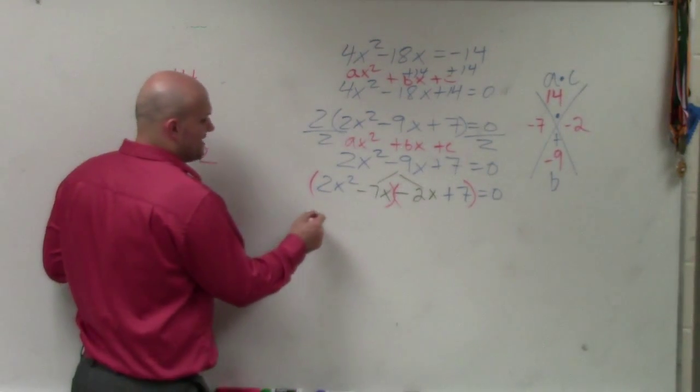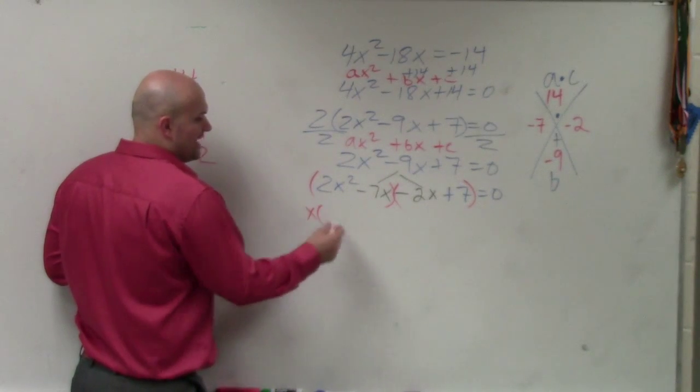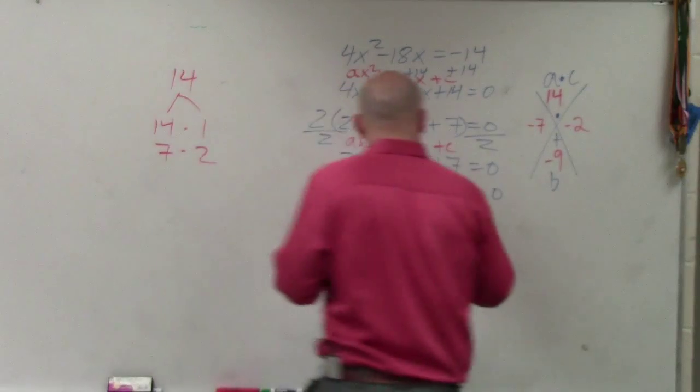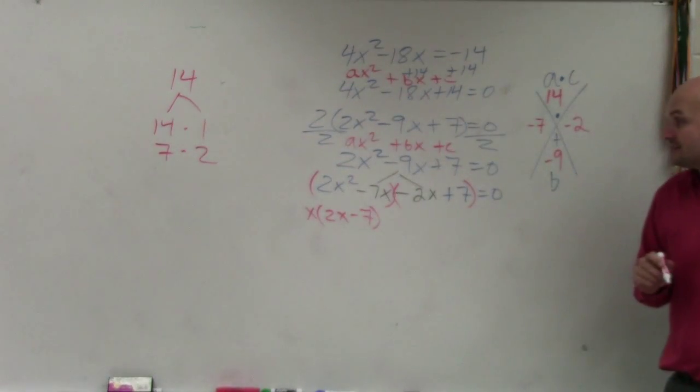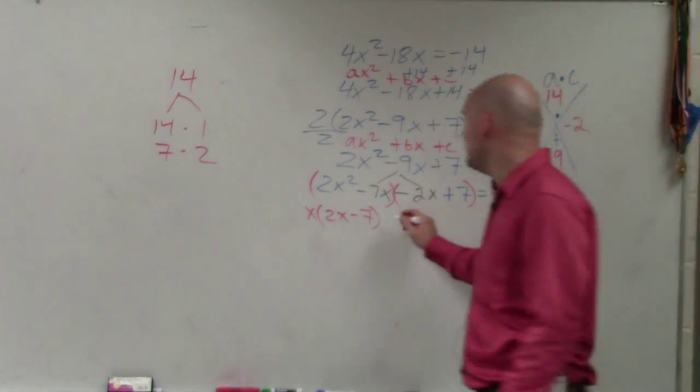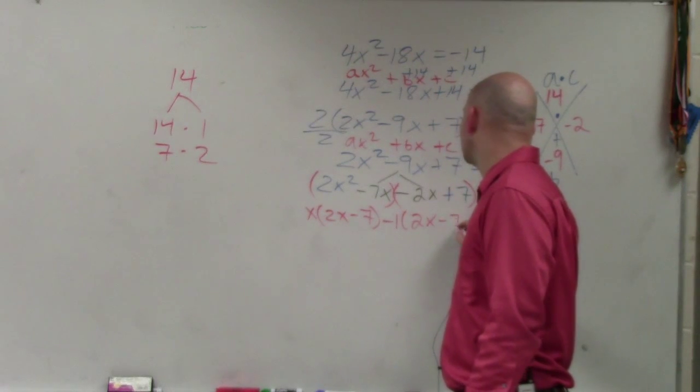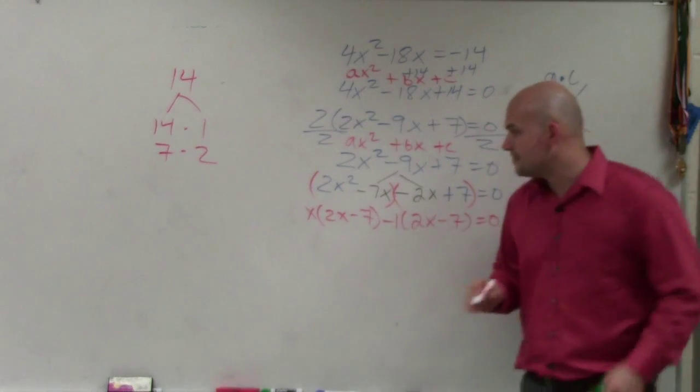Which in this case, you can factor out an x. When you factor out an x, you're left with a 2x minus 7. Over here, again, the only thing I can factor out is a negative 1. And that's going to be left with a 2x minus 7 equals 0.